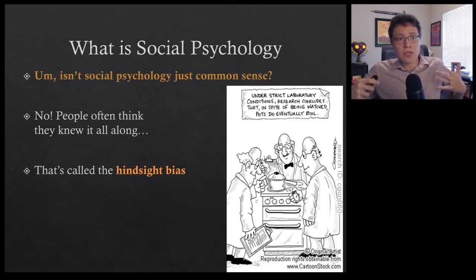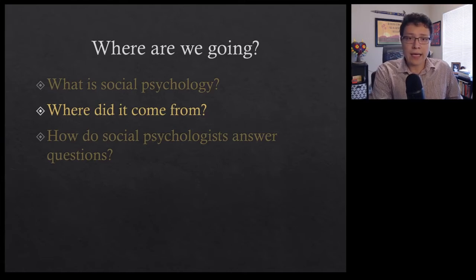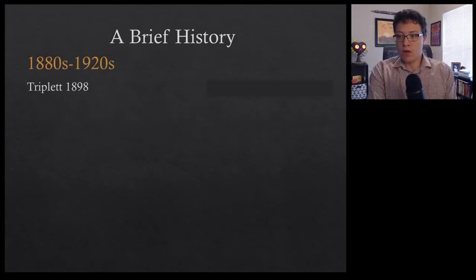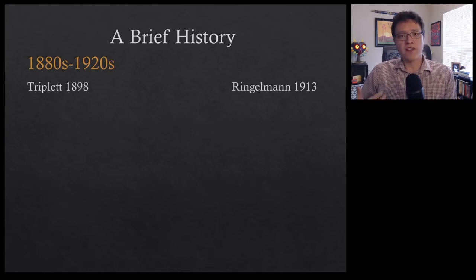So what is social psychology? Well, it is the study of humans and the environment and how we interact with that and how we interact with other individuals. But where did it come from? Well, let's start out way back in 1898. We're going to talk about two studies that are some of the earliest precursors to social psychology. In 1898, a guy named Triplett conducted a study, and not too long after, another individual called Ringelmann conducted a different study in 1913. And what we find here is some really interesting stuff.